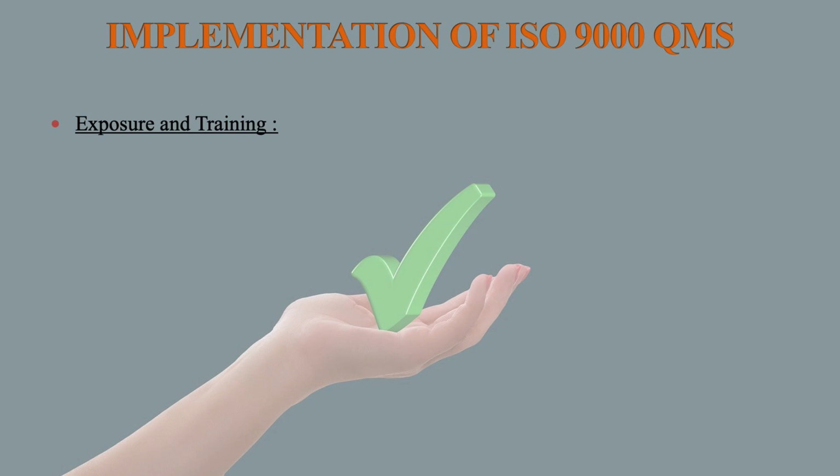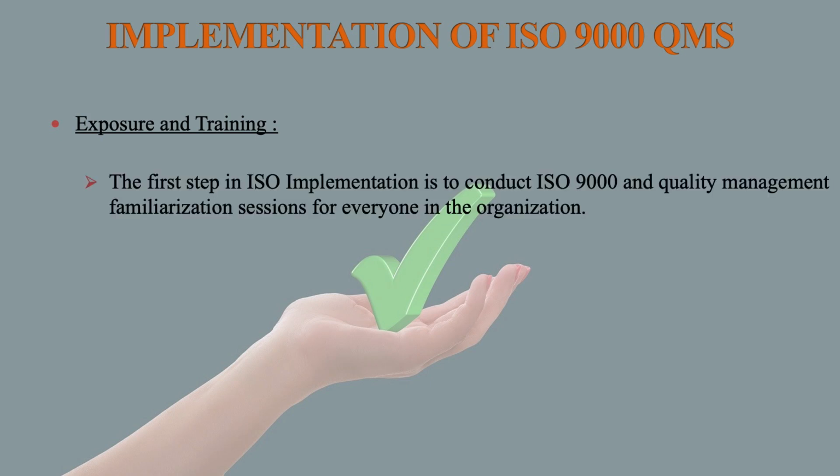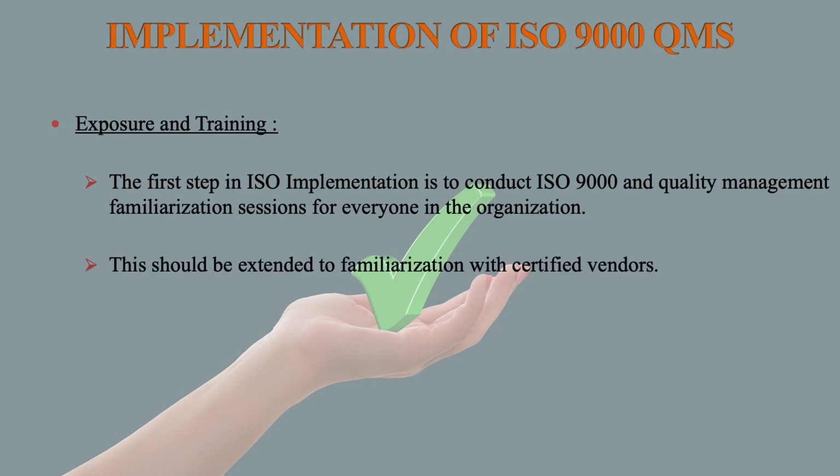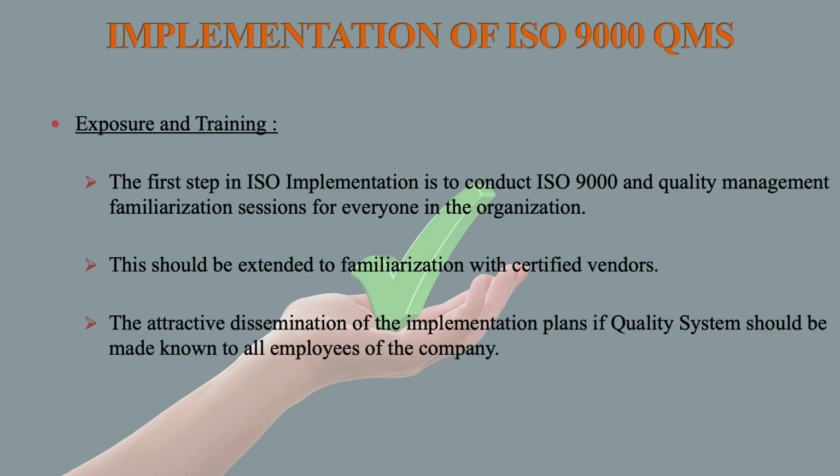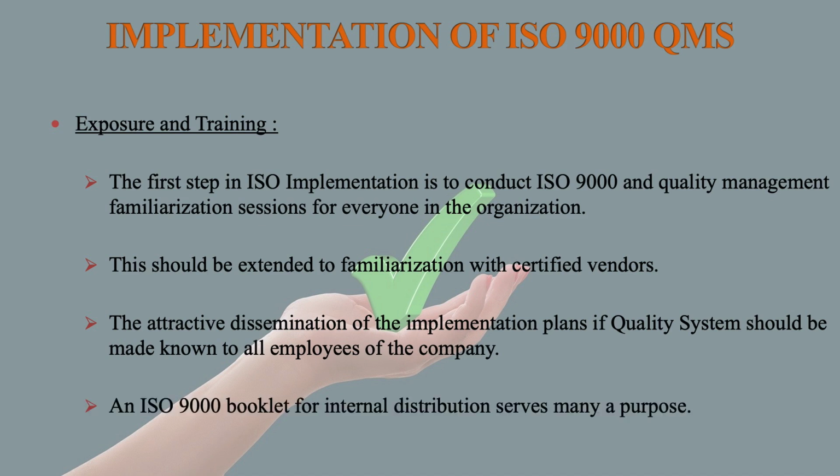Exposure and training. What is this? The first step in ISO implementation is to conduct ISO 9000 and quality management familiarization sessions for everyone in the organization. This should be extended to familiarization with certified vendors. The implementation plans of quality systems should be made known to all employees of the company. An ISO 9000 booklet for internal distribution serves many a purpose.